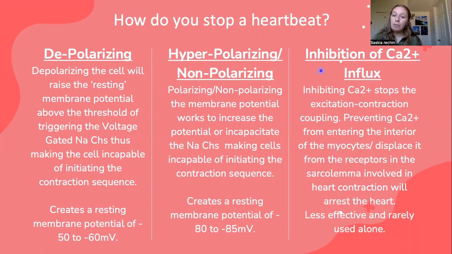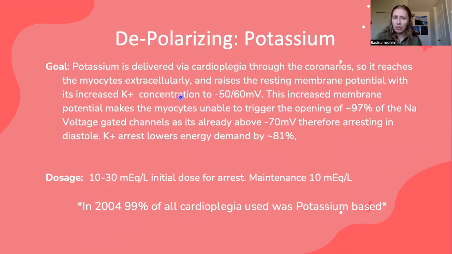And then the last one is your inhibition of calcium influx. This is a third, less common mechanism because it's not as effective and you need really high doses of the calcium competitor to be effective. However, the idea is that you prevent calcium entry into the myocyte as well as displace it from its use in the myocyte so that you can't accomplish contraction or even get into the systolic function. So we're just going to mostly talk about the first two.